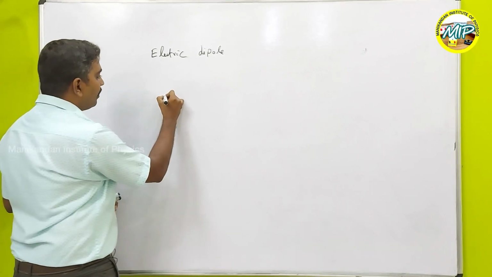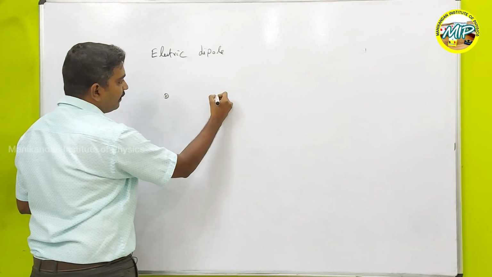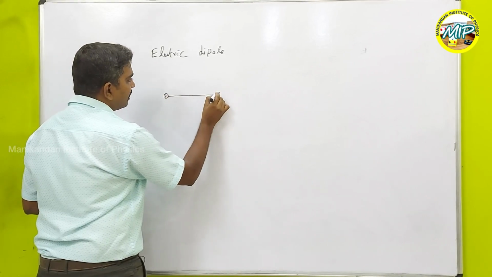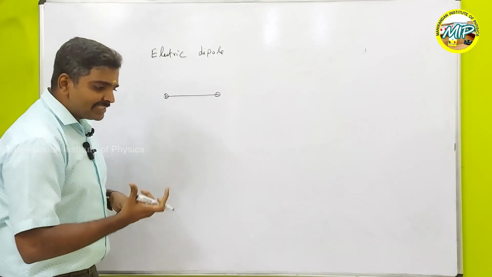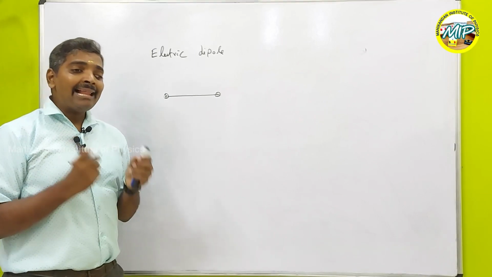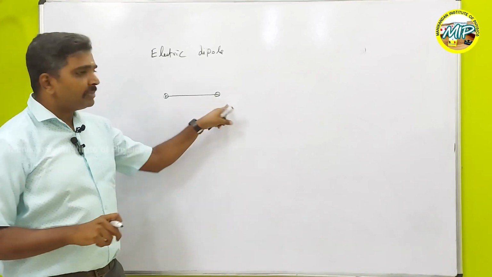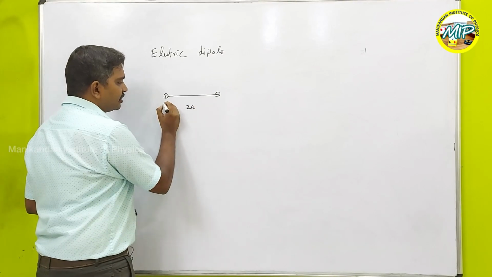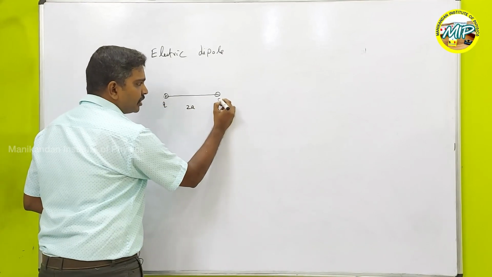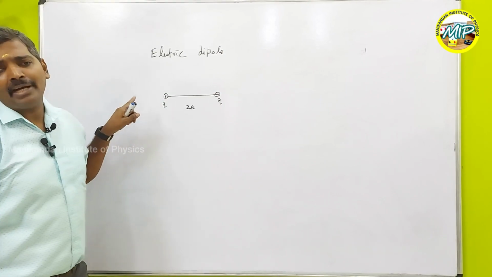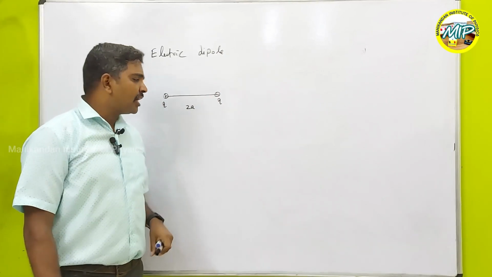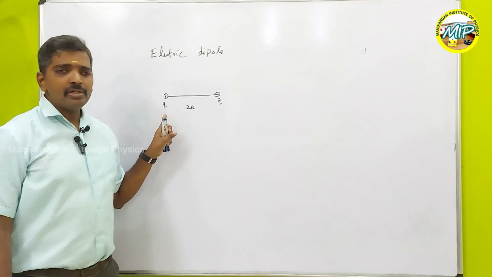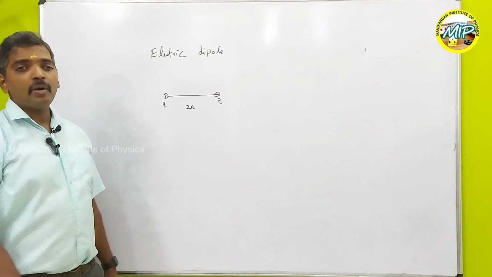So I have a positive charge here and I have a negative charge here. The separation between the charges is very small. For calculation purposes, I am going to take the separation between the charges as 2a. This charge is of magnitude q, this charge is also of magnitude q, but this is a positive charge and this is a negative charge. So now we have two equal charges separated by a very small distance.